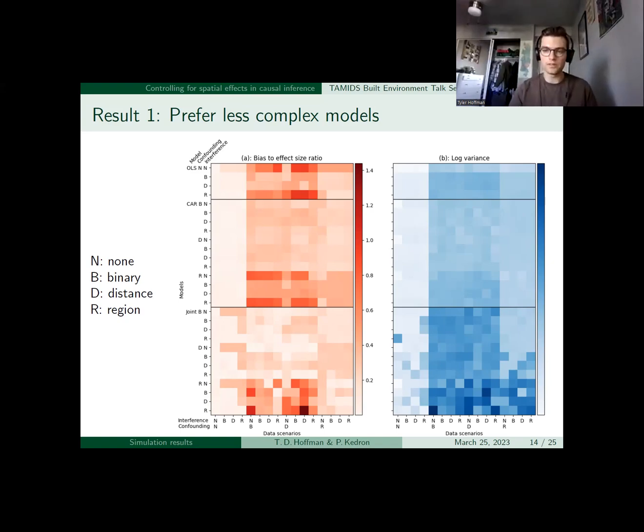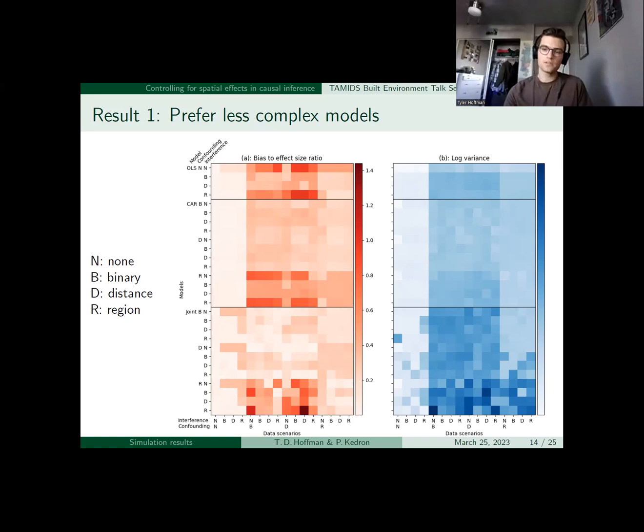On the other panel, you see we have the log of the variance. We estimated all of these in a Bayesian setting, which means that we have full posterior distributions for all of the parameter estimates. So the log of the variance here is the log of the posterior variance for the treatment effect. It's a measure of how uncertain we are of our estimate. So B is how imprecise our estimates are, and A is how inaccurate our estimates are.